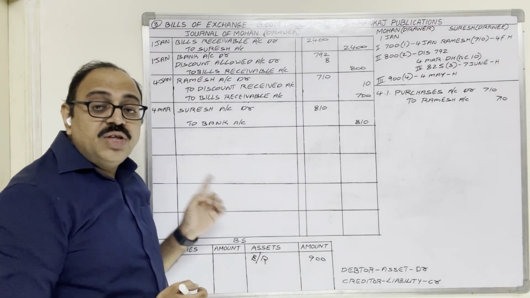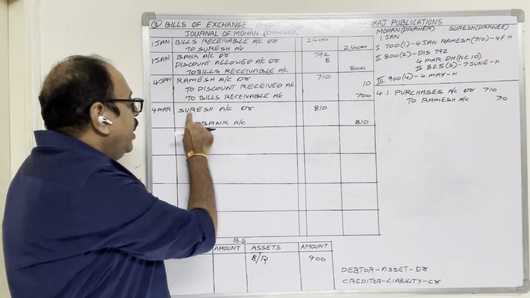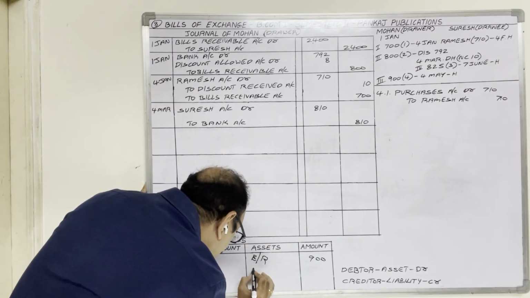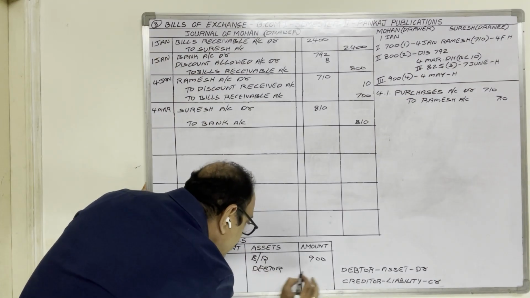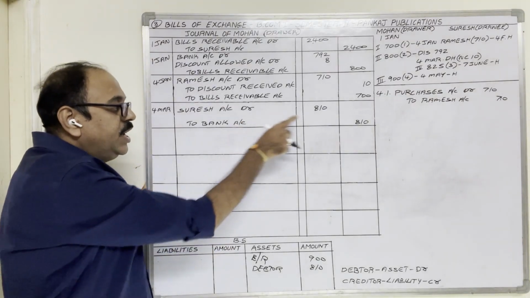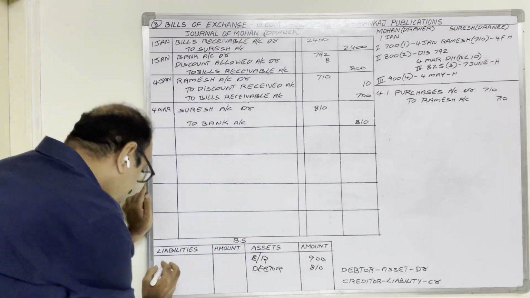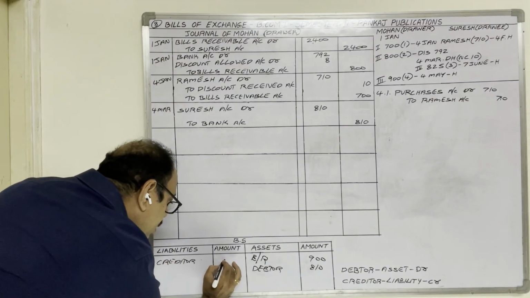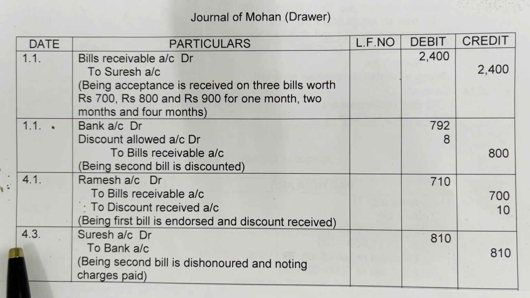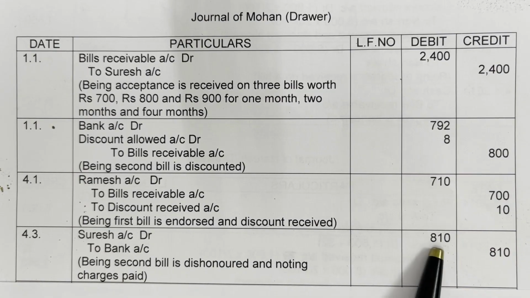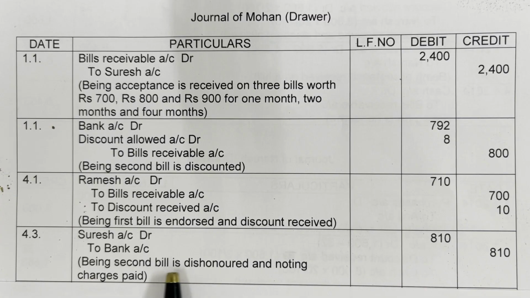And what is the effect of this entry on balance sheet? Again, Suresh is becoming a debtor for 810 rupees. So a new asset, debtor, is created with 810 rupees. And the bank is a creditor for 810 rupees now. Liability side, creditor is created with 810 rupees. Fourth entry, 4th March. Suresh account debtor to bank account 810 rupees. Narration: being second bill is dishonored and noting charges paid.